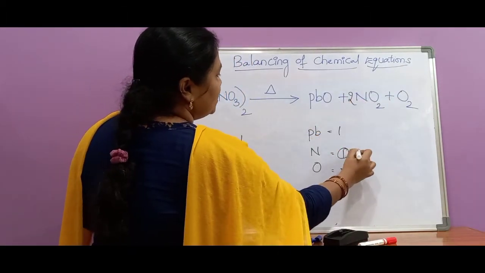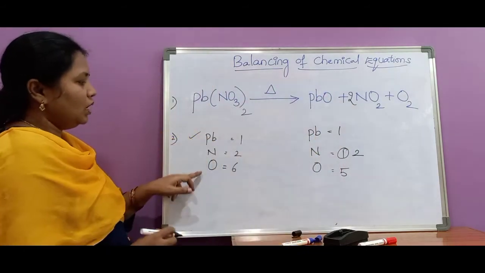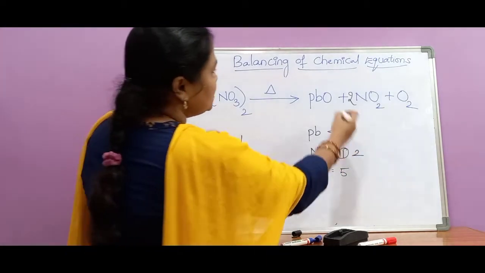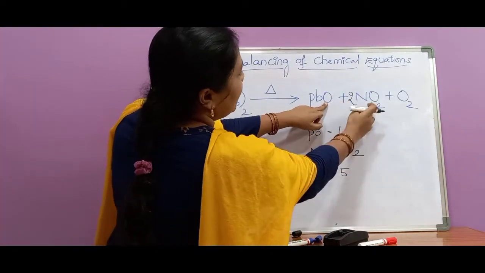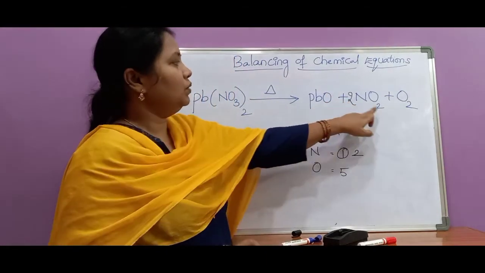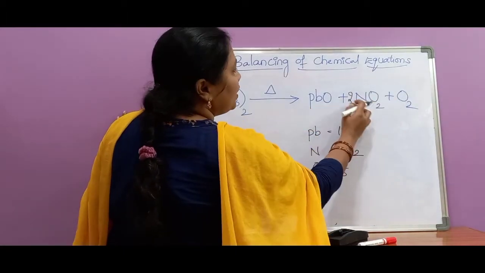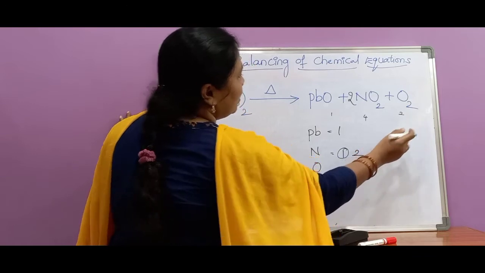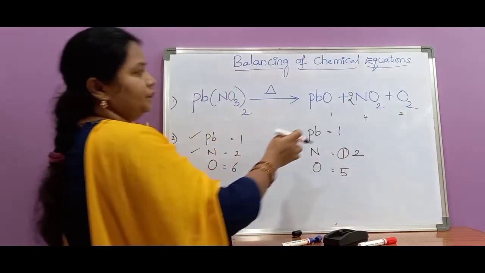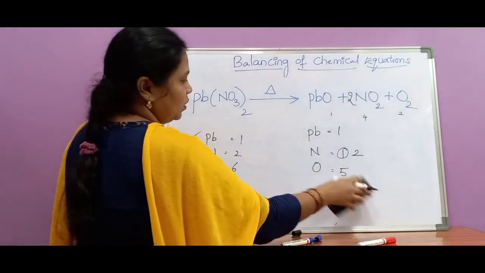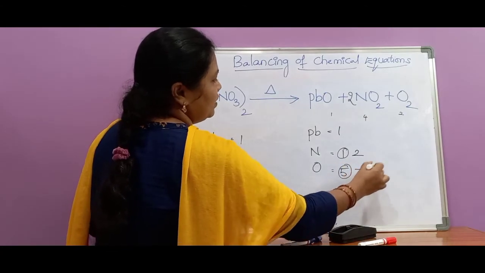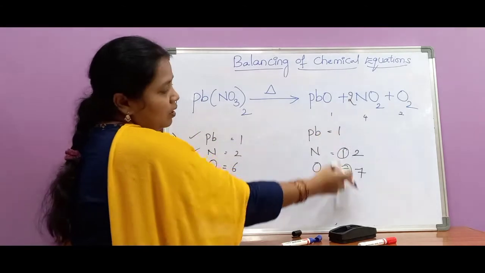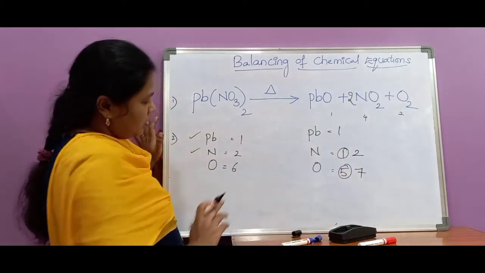When you write the coefficient 2 here, nitrogen atoms become 2, and oxygen atoms 6, 3 into 2 are there. Oxygen atoms on the right side: here 1, and here, as I wrote 2, 2 into 2, 4 in this molecular formula, 2 NO2. In this formula, 2. Total how many? 1 plus 4 plus 2, 7 oxygen atoms. First 5 oxygens were there, I wrote the coefficient 2 here, so it increased to 7 oxygen atoms.